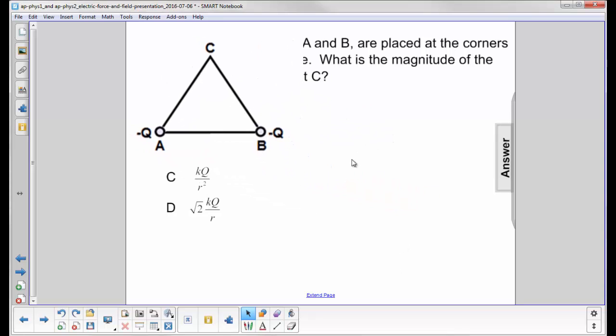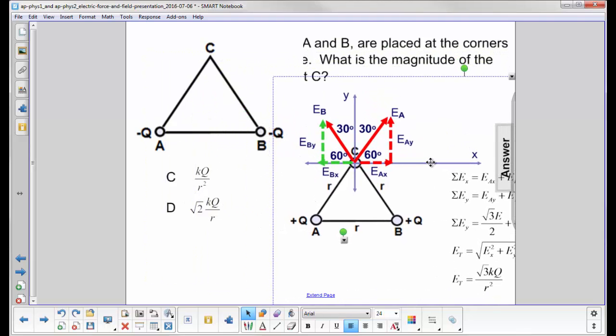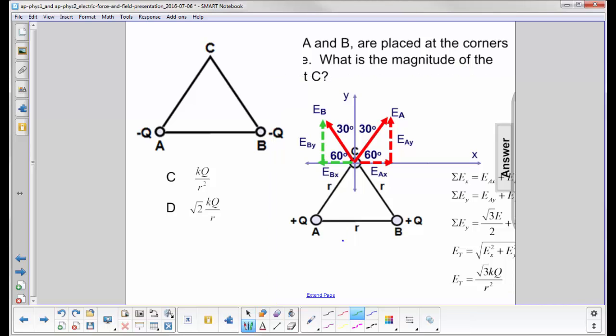Let's move him over here and put our solution that we already worked. Okay, see the positive charges here? The only difference is when we add the vectors, here's EB and EA. Since we have negative charges, the vectors will point this way. They'll be going down, and then the net electric field will be in the down direction.